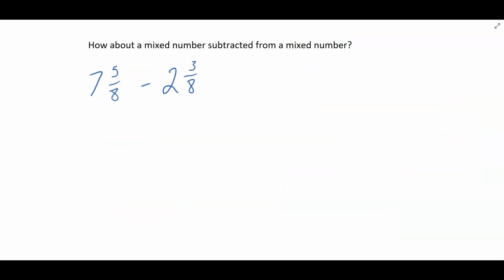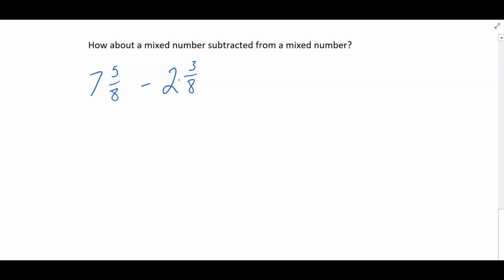Next, how about a mixed number subtracted from a mixed number? So let's take a look at it before we get started. All right. We have 7 wholes. We need to take away 2 wholes from that. We are a little bit above 7, 7 and 5/8, and we want to take away 2 and 3/8.